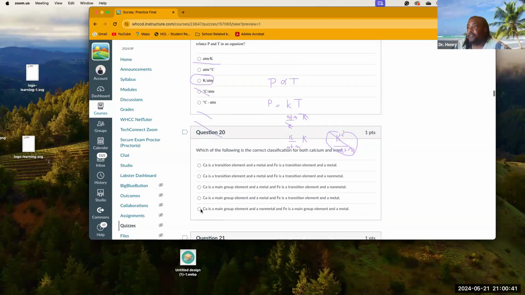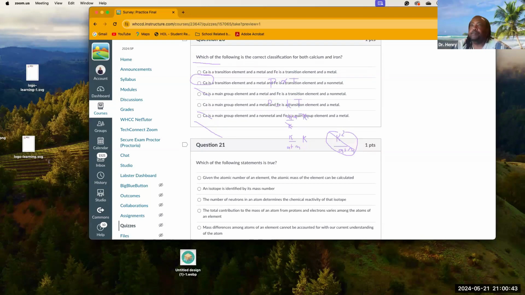Okay, the next one. Which of the following is the correct classification of both calcium and iron? A, calcium is a transition element and a metal, and iron is a transition element and a metal. B, calcium is a transition element and a metal. Iron is a transition element and a nonmetal.